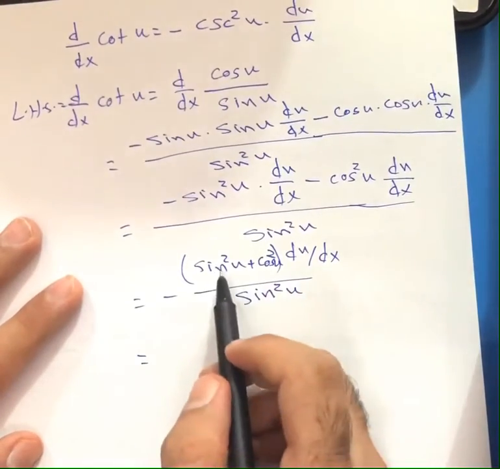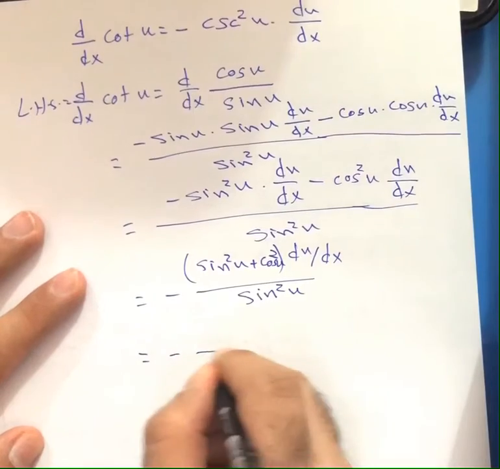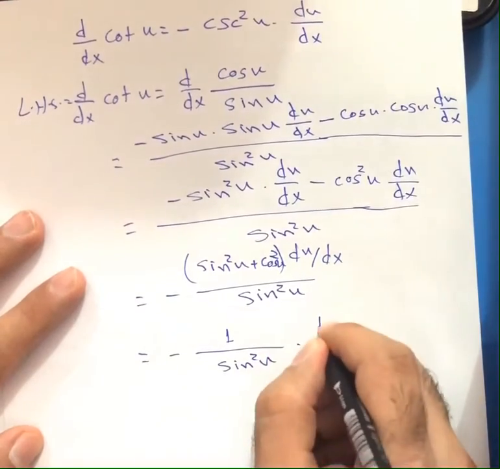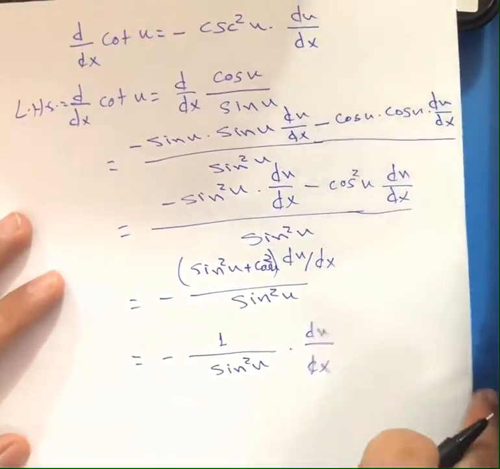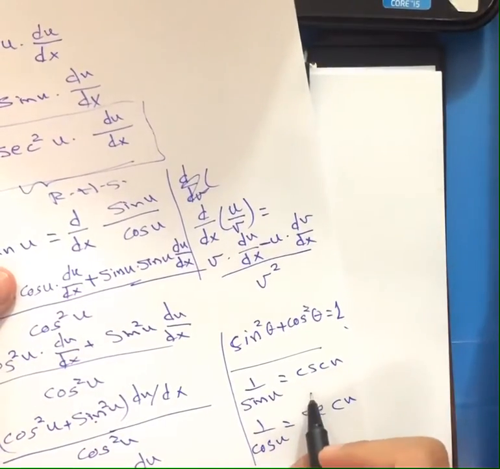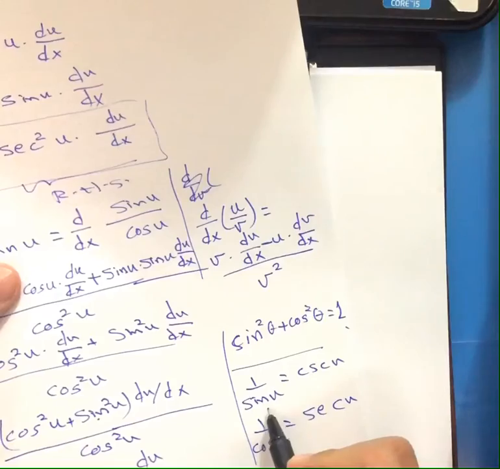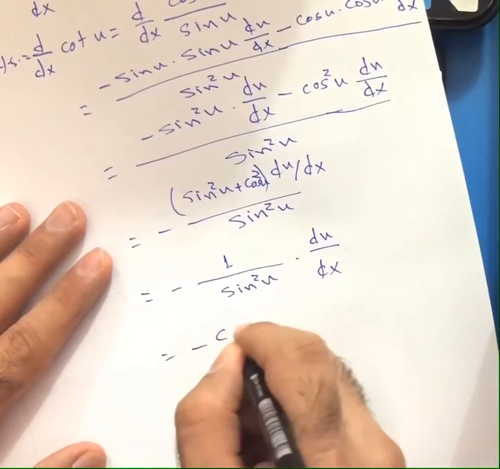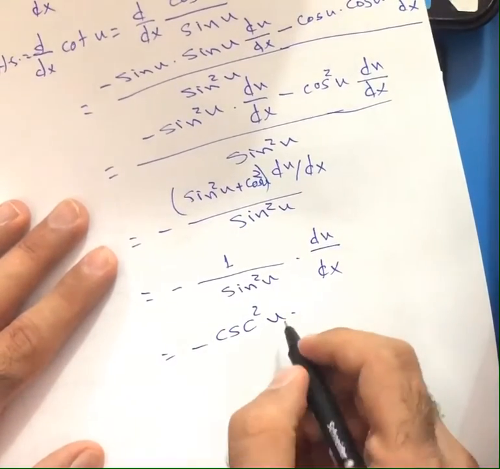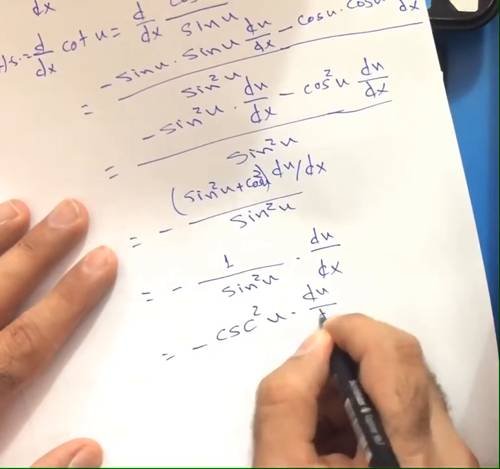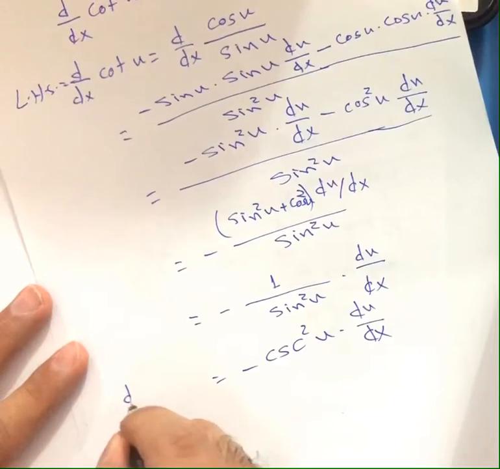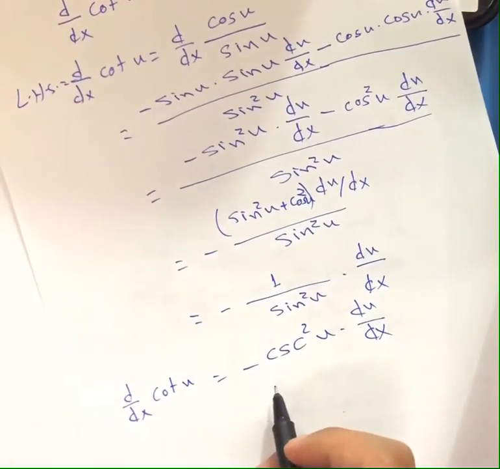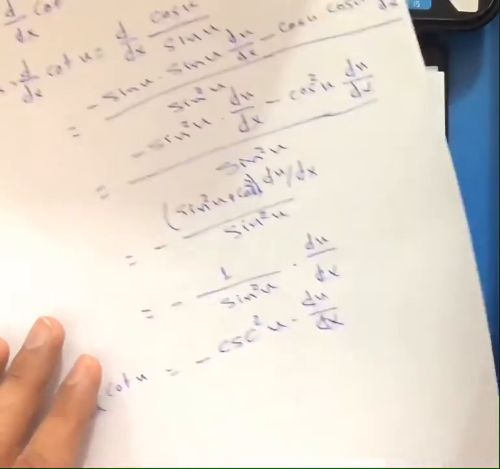Now again, sine square u plus cosine square u is actually 1, divided by sine square u, and I will write du by dx here. Again, as I mentioned for you just a few minutes ago, 1 over sine u is cosec u, so that it is minus cosec square u multiplied by the derivative of the angle, which is du by dx. In this way we prove that the derivative of the cotan function with respect to x is nothing but minus cosec square u multiplied by du by dx.